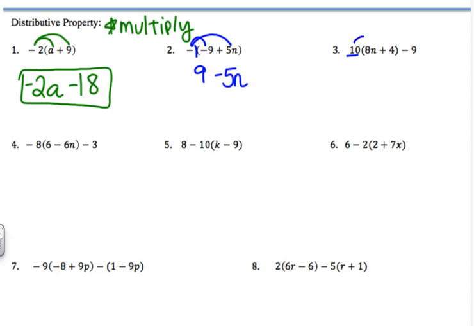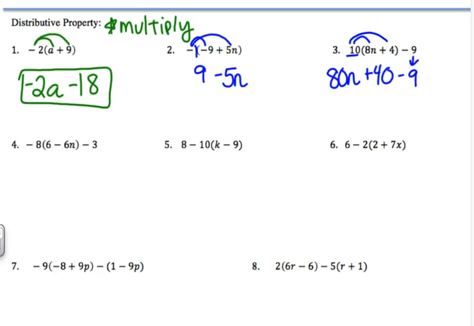So first off, do 10 times 8. 10 times 8 is an 80. So we're going to drop down that variable of an n. So 80n. Then I would do 10 times 4. 10 times 4 is 40. Positive 40, I bring down the plus sign. Now, you do not distribute the 10 to the negative 9. You're just going to bring down that negative 9.